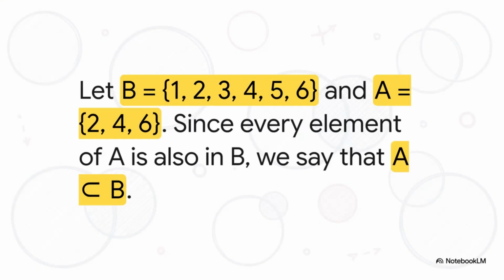Let's look at a quick number example. Say set B is all the numbers from 1 to 6, and set A is just the even numbers from that group, 2, 4, 6. Since every element in A, the 2, the 4, and the 6, is also found inside set B, we can say that A is a subset of B.